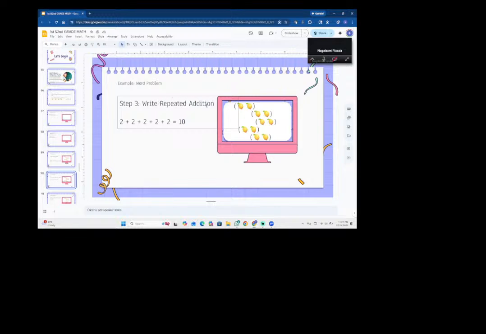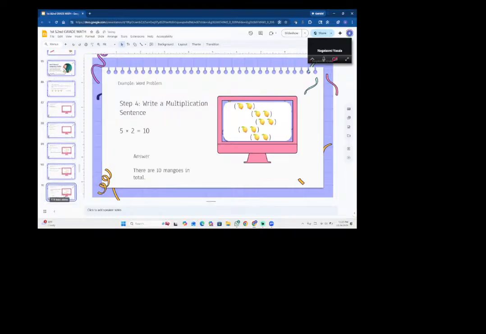Write repeated addition. 2 plus 2 plus 2 plus 2 plus 2. So this would be the same thing as 5 times 2. There's 5 groups of mangoes and 2 in each. So 10 in total. 1, 2, 3, 4, 5, 6, 7, 8, 9, 10. 10 mangoes in total.